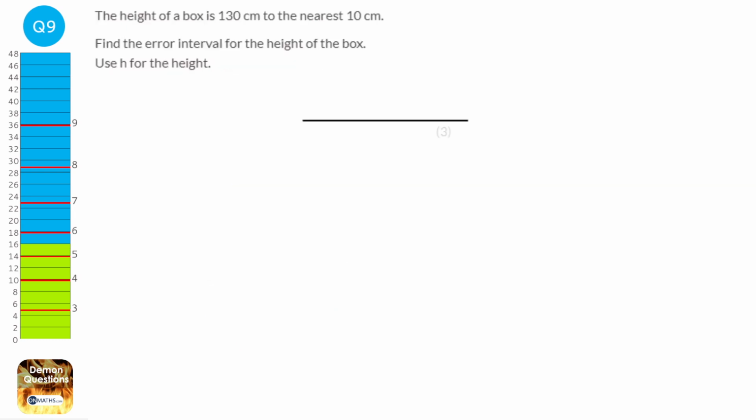To find an error interval, I first of all start with drawing a number line. And the box is 130 centimeters, so we're going to put that in the middle when rounded. And it's to the nearest 10 centimeters. So I'm going to take away 10 centimeters, which will be 120, and add 10 centimeters. So the number line will be going up in tens because it's rounded to the nearest 10.